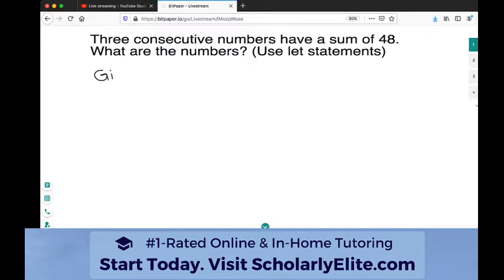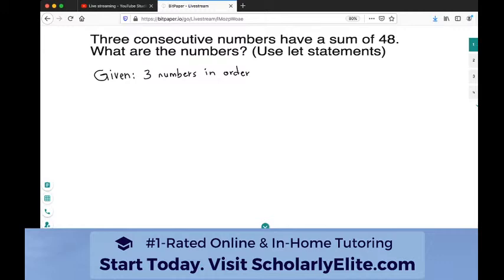In this case, we've been told that there are 3 consecutive numbers. So actually, I'm going to change the word consecutive to 3 numbers in order. So 3 consecutive numbers, an example of 3 consecutive numbers are 5, 6, 7, or 11, 12, 13. It just means 3 numbers that come one after the other. Cool. So we have 3 numbers in order, and they want us to use let statements.